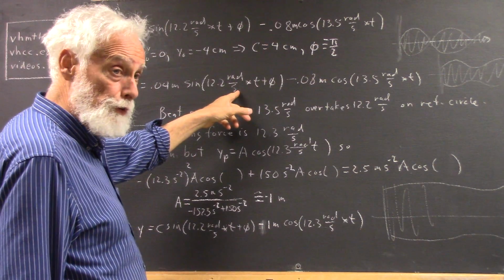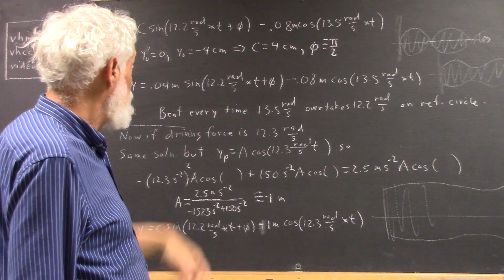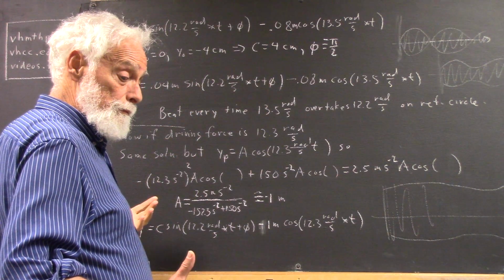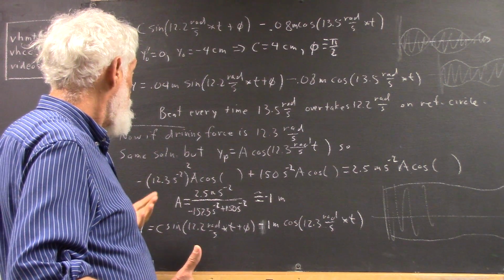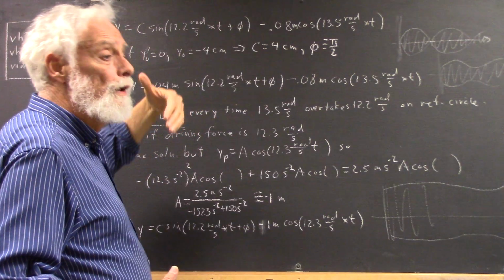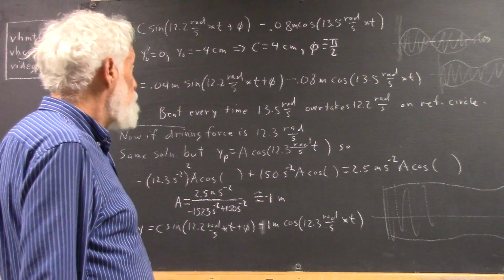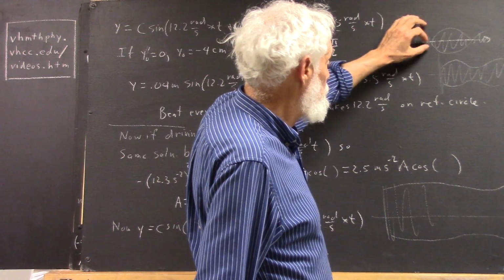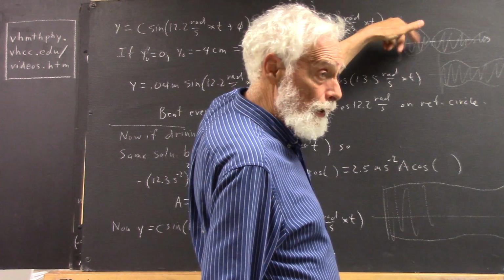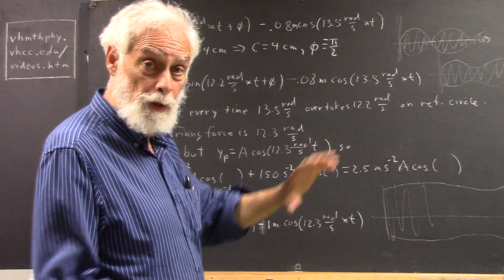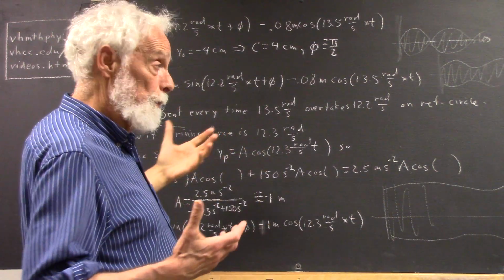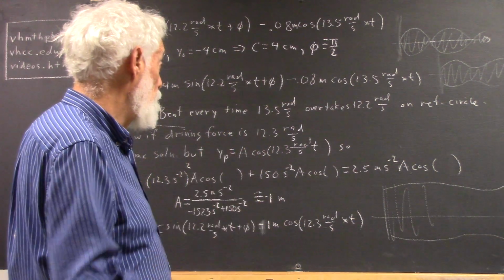12.2 radians per second is about a cycle every half second. So that in this 4.5 seconds, you're going to get about 9 cycles. And you can work all that out just again by understanding the reference circle picture and what a radian per second means and so forth.